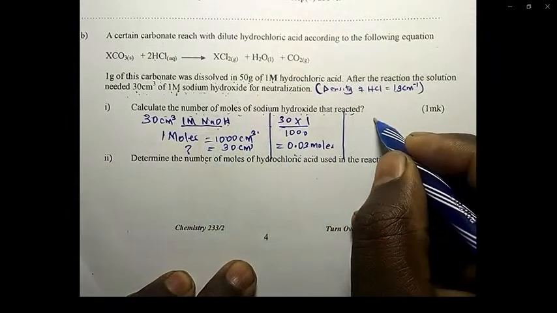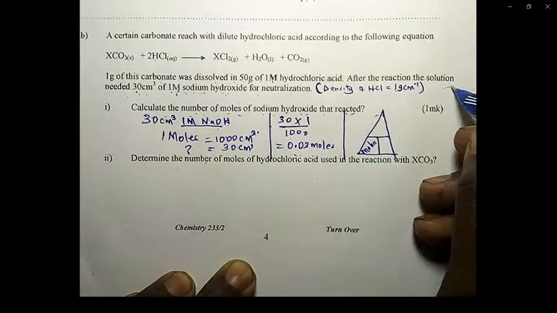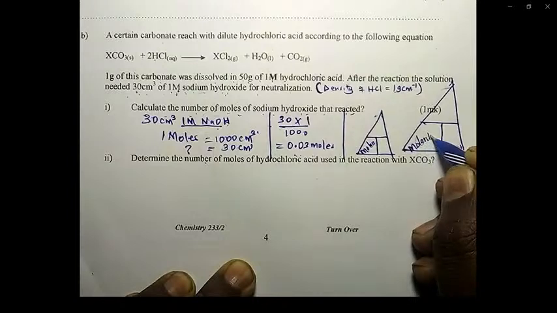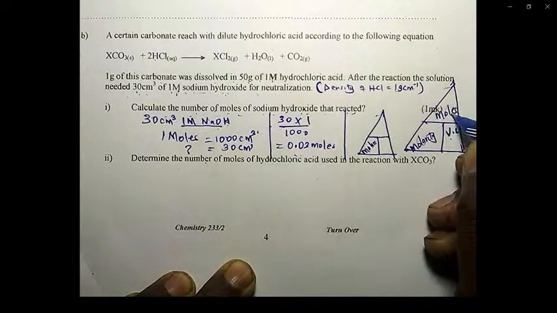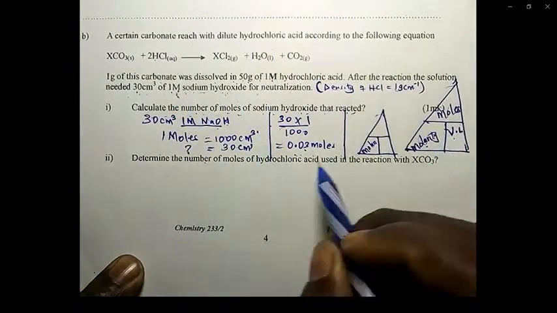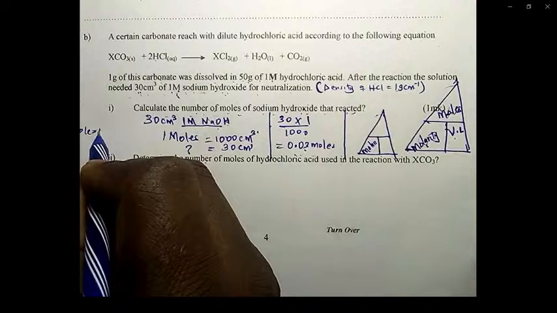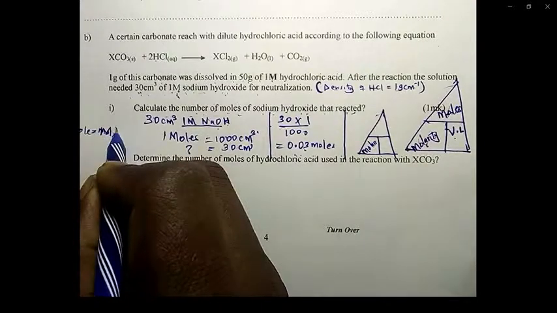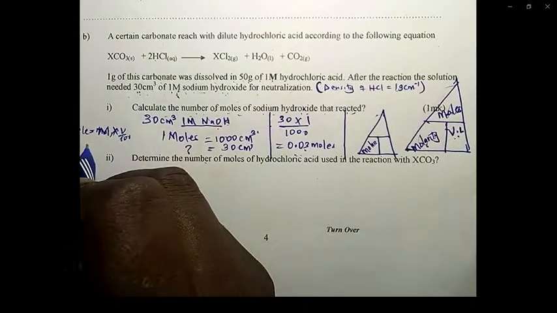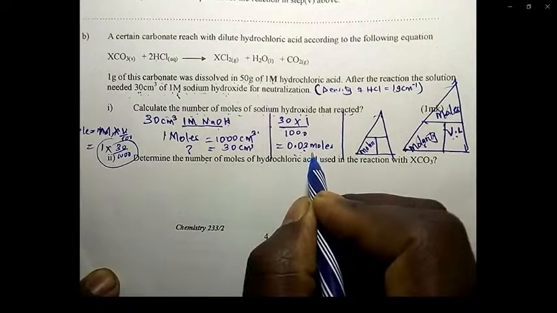When you have molarity, I can give you another formula you can use. There is a triangle which says molarity, volume in liters, moles. This volume must be in liters. You can use this formula and you will get the same answer. We have the molarity of sodium hydroxide, which is 1. We have the volume. Moles equal to molarity times volume in liters. The volume must be in liters, so we convert from centimeters cube to liters by dividing by 1,000. So it will be 1 times the volume, which is 30, divided by 1,000. This one will give you 0.03. So you can as well use this triangle. It is important.